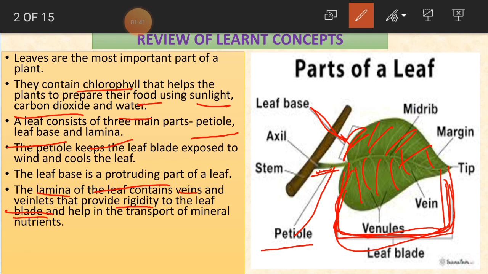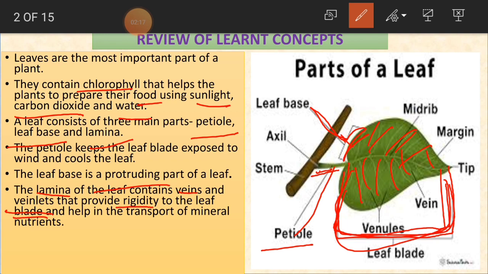Yes or no? So here you can see you have a word here, rigid. In the sense, these veins and veinlets provide rigidity. In the sense, these veins are stiff. They are giving tightness, they are giving stiffness. They can't move actually. These veins can't move. Okay. And then they also help in the transport of minerals and nutrients which come from the water.